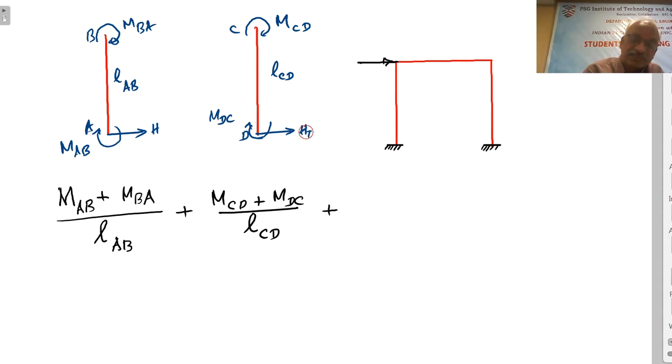So with this assumption, we have derived this equation, that is MAB plus MBA by LAB plus MCD plus MDC by LCD, that is HA plus HD equal to 0. That is the shear equation. Suppose there is a horizontal force, then that force we have added.